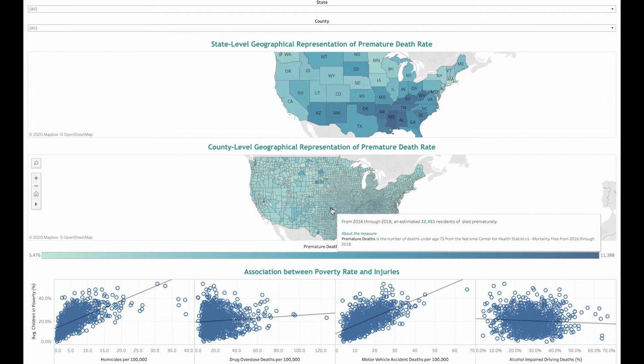The scatter plots at the bottom of the dashboard display the relationship between the percentage of children under 18 living in poverty. Poverty status is defined by family. Either everyone in the family is in poverty or no one in the family is in poverty.